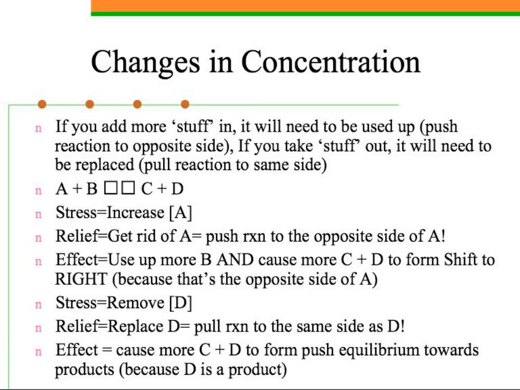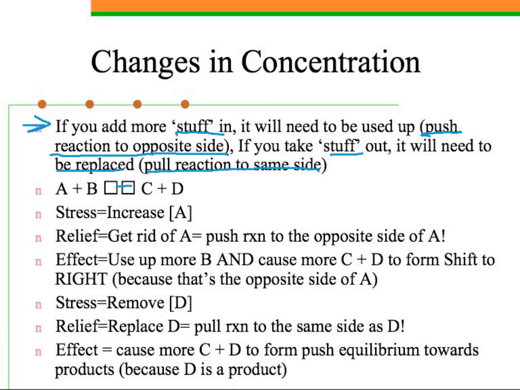First one is changes in concentration. Here's the premise. If we add more stuff in, then that stuff is going to need to be used up. So we will push the reaction to the opposite side. If we take stuff out, so we lower the concentration of something, then it will need to be replaced because, again, these systems are adjusting themselves to relieve the stress. And the result is pulling the reaction to the same side.